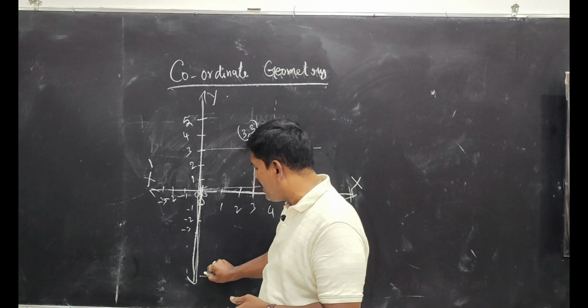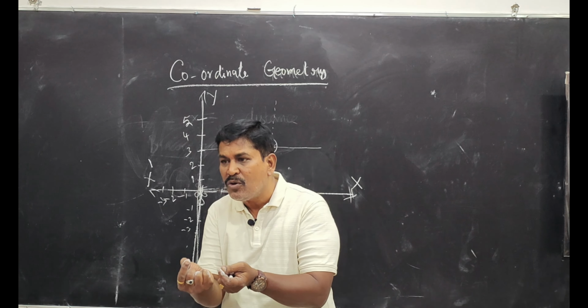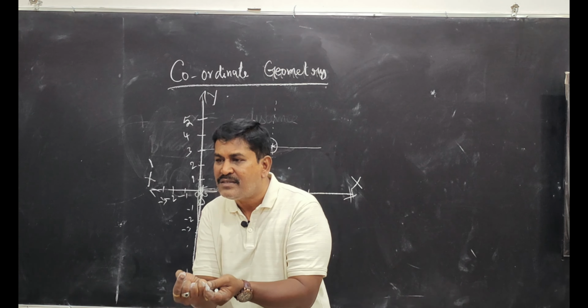Because each and every point you can segregate. Each one you can take as 1 mm, 2 mm, 3 mm, and when it reaches 10 mm, you can say that it is 1 centimeter.